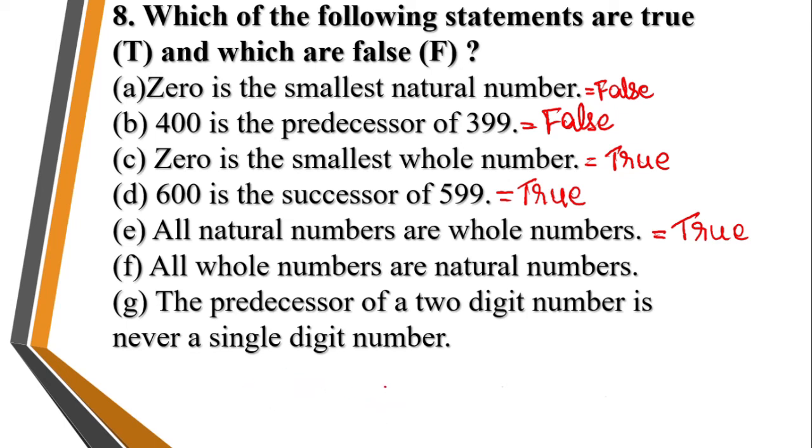Now there is an exception for 0. They are just saying all whole numbers are natural numbers. If they said except 0, all whole numbers are natural numbers, then this statement would be true. But there's an exception for 0, right? So this statement will be false. All natural numbers are whole numbers, but all whole numbers are not natural numbers.